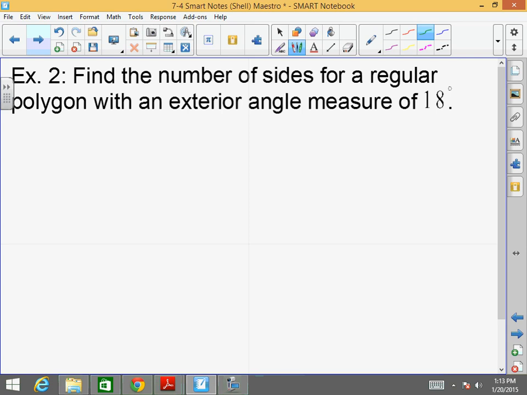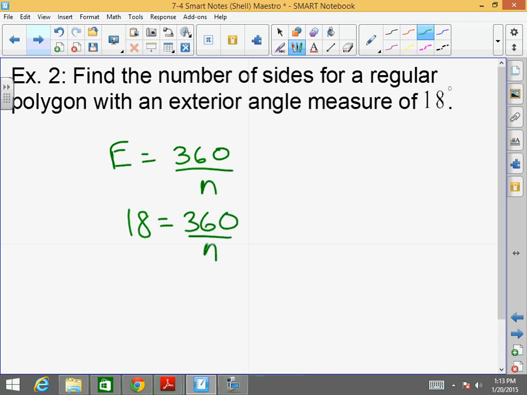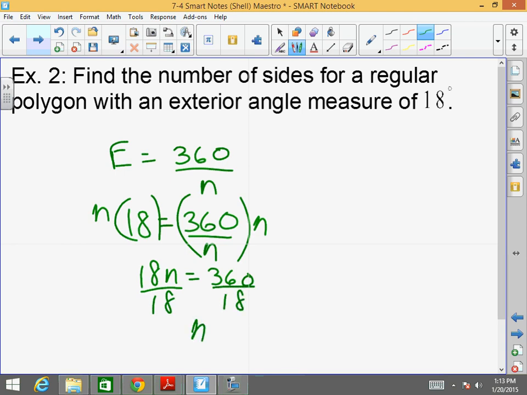Okay, number 2. Find the number of sides for a regular polygon with an exterior angle measure of 18. So remember that the exterior angle measure of a regular polygon is 360 over n. So I have 18 equals 360 over n. I want to solve for n, so I multiply n to both sides. I want to get rid of it from the denominator. So I have 18n equals 360, divided by 18. n equals 20. How would we call a 20-sided polygon? A 20-gon.